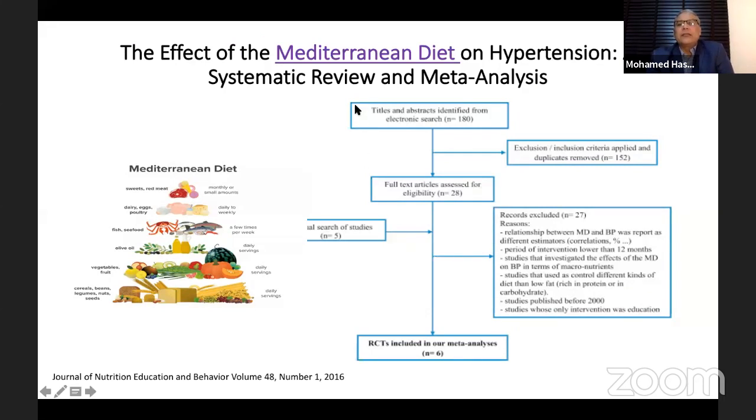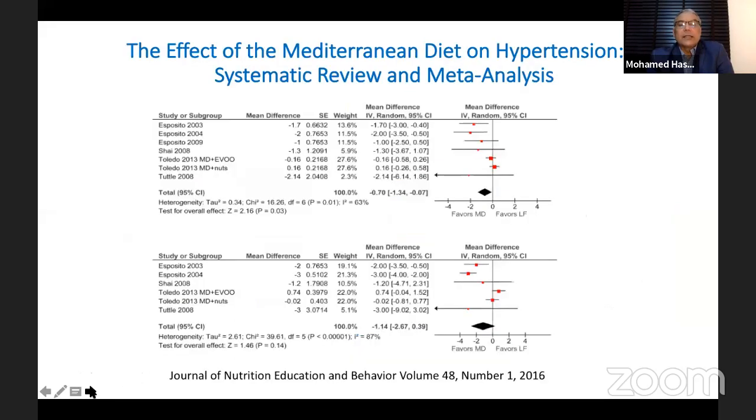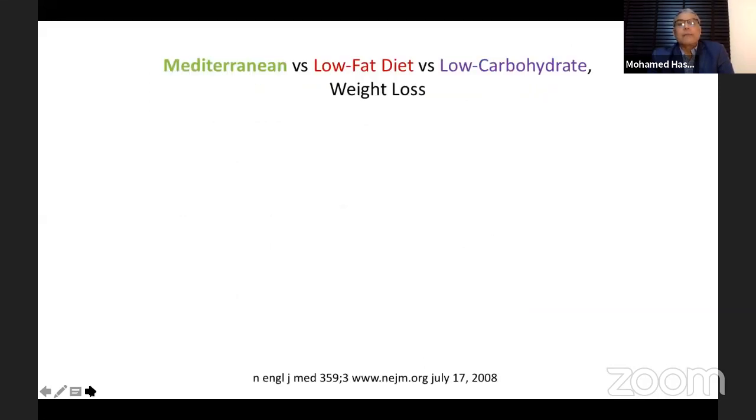Well, a systematic review and a meta-analysis that looked into 6 randomized controlled trials eventually came up with a clear indication that Mediterranean diet is also helpful for people with hypertension and can lower the blood pressure in at least 6 randomized controlled trials.